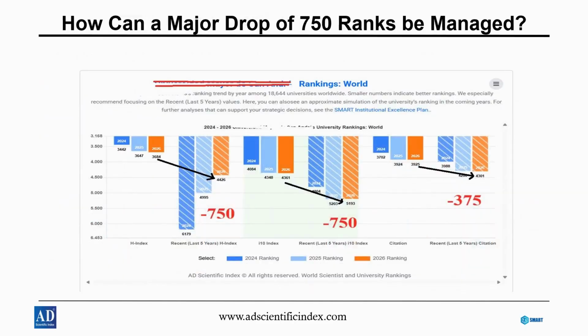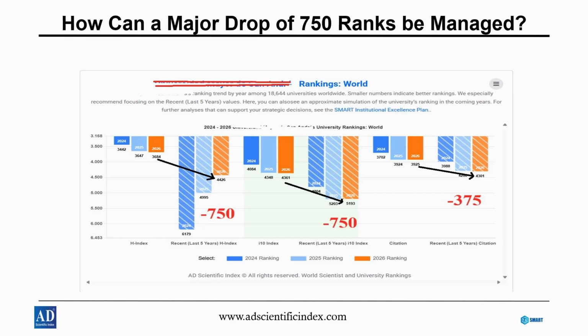Imagine your university faces an unexpected drop of more than 750 places in global rankings. The decline is driven by weakening recent H-index, I-10 index, and citation performance, and the trend continues year after year. Funding is increasing, meetings are held, support programs are launched, yet the numbers keep falling. At this point, the question becomes urgent. How do you manage a decline of this magnitude?